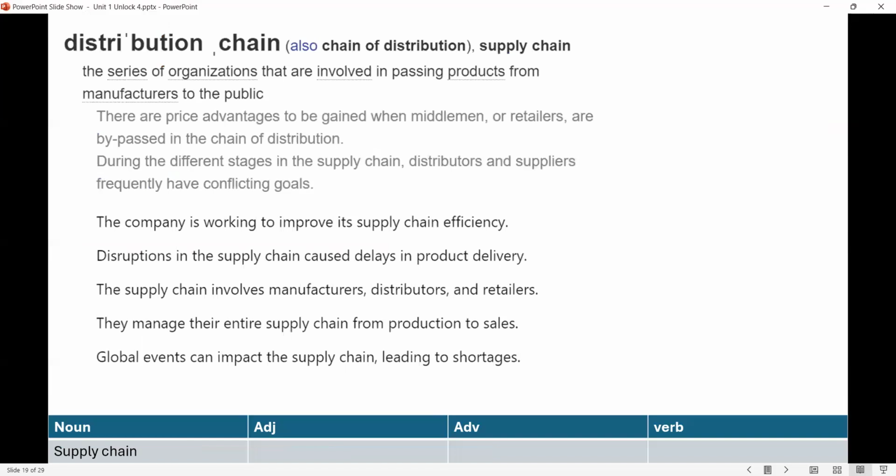Distribution chain or supply chain. In the book, we have supply chain. Supply chain refers to a series of organizations that are involved in passing products from manufacturers to the public. Example, the company is working to improve its supply chain efficiency. Disruptions in the supply chain cause delays in product delivery. So these logistic companies that you see are kind of related to supply chain.